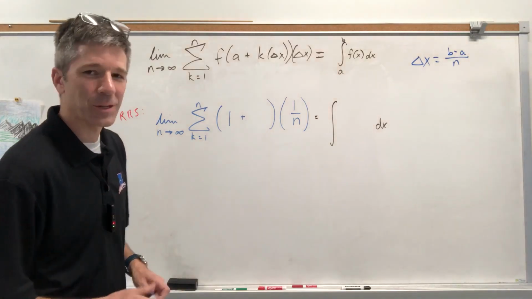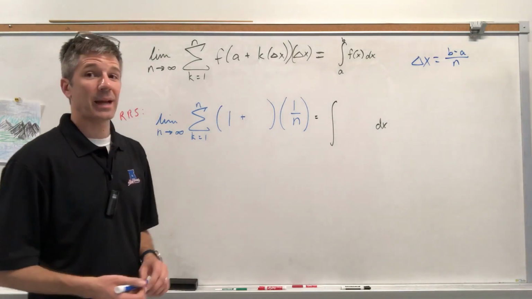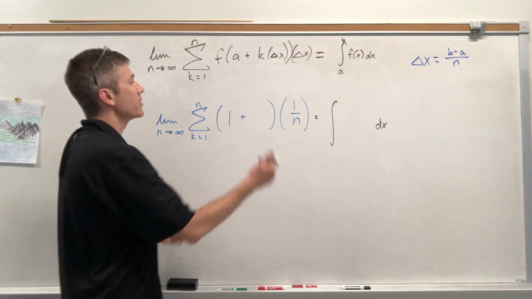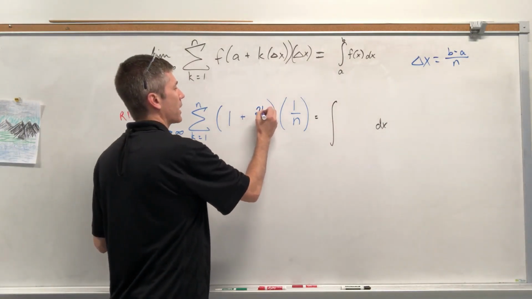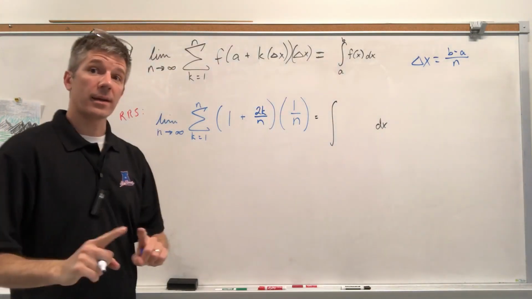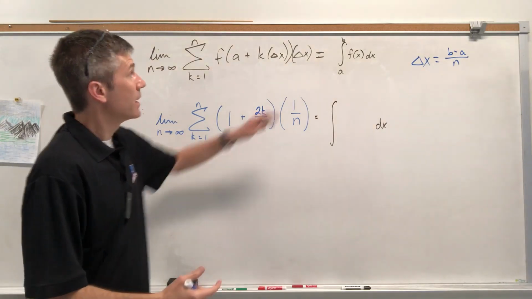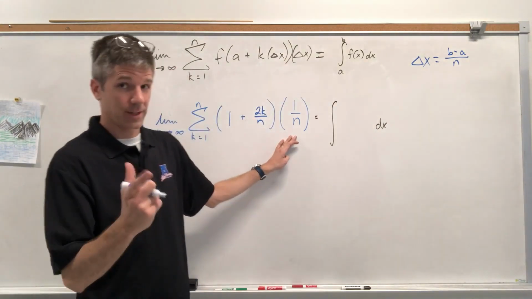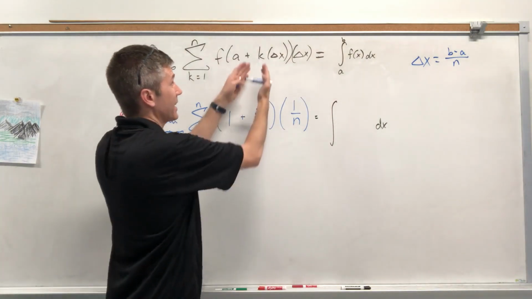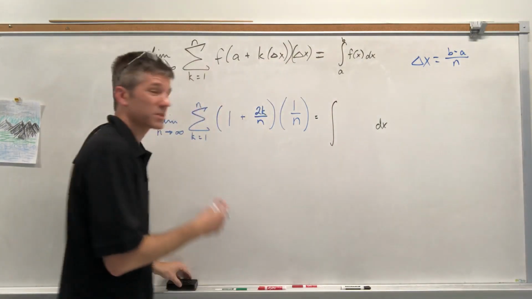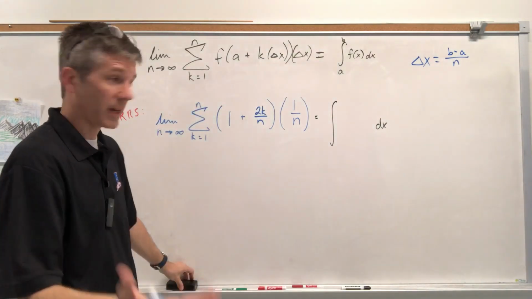Okay, the next one is a little bit more difficult. It looks easier, but it has a little kink in it that throws things off. The original problem says 2k over n, and knowing that delta x is 1 over n, I need this to say k times delta x. So let's fix it to where it says k times delta x.